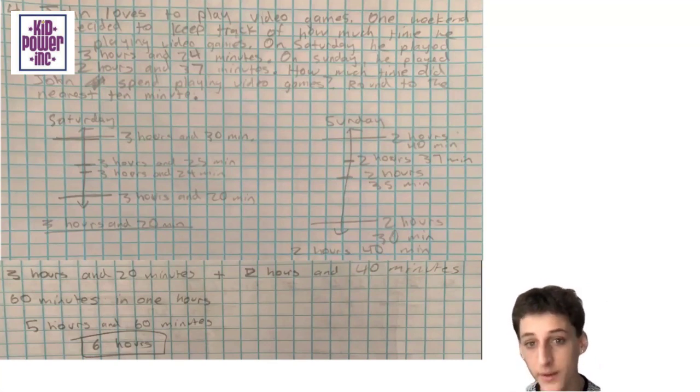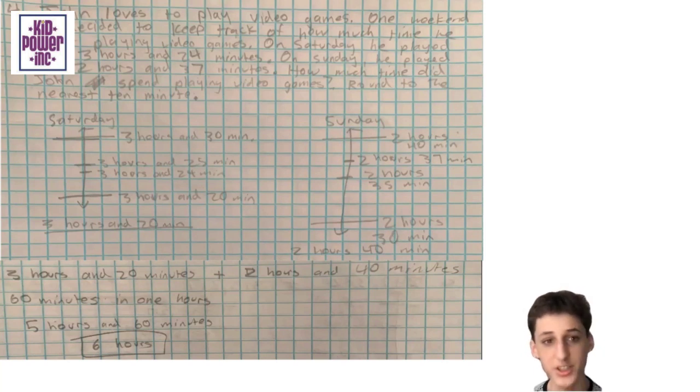And then for Sunday, it's the same thing. I knew that 2 hours and 37 minutes was in between 2 hours and 40 minutes and 2 hours and 30 minutes. The halfway point being 2 hours and 35 minutes. And I knew that was bigger than the halfway point, so I rounded up to 2 hours and 40 minutes. And then on the bottom, to add them together, don't get too confused. It's pretty much the same thing as just adding two numbers together.